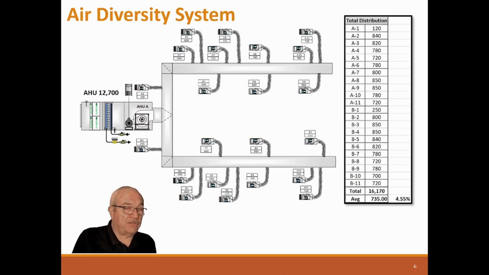So this is the air diversity system. This system has an air handler that feeds two areas, an A area and a B area. It's got a VFD, and it's just a normal system. Here are the A boxes and the B boxes, and here's their design load. It comes up to 16,170 CFM, but this air handler is designed for 12,700. That's how we know it has diversity, because we added up all the boxes and they don't equal this. Now, if the air handler is larger or equal, then we don't have diversity, and so we balance it slightly differently.